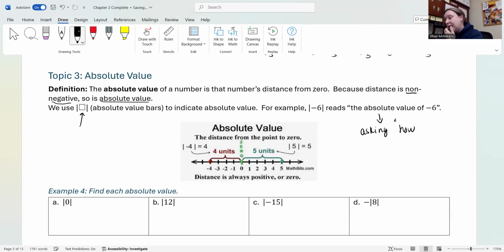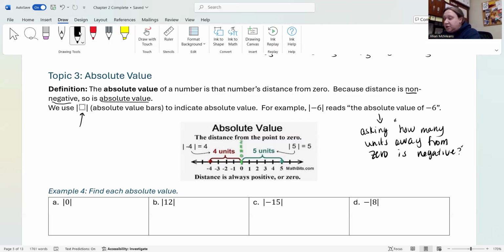And what it's asking is, how many units away from zero is -6? So instead of always saying how many units away from zero is -6, we say what is the absolute value of -6. It's saying the same thing.